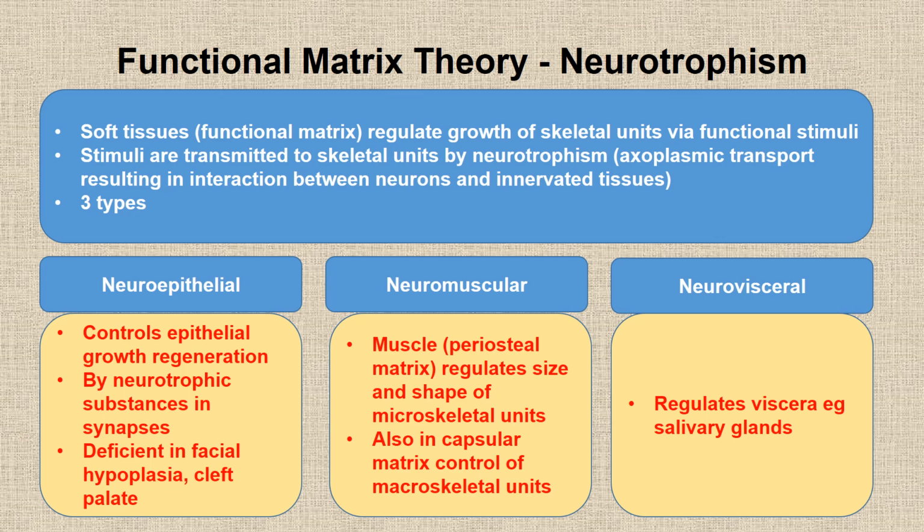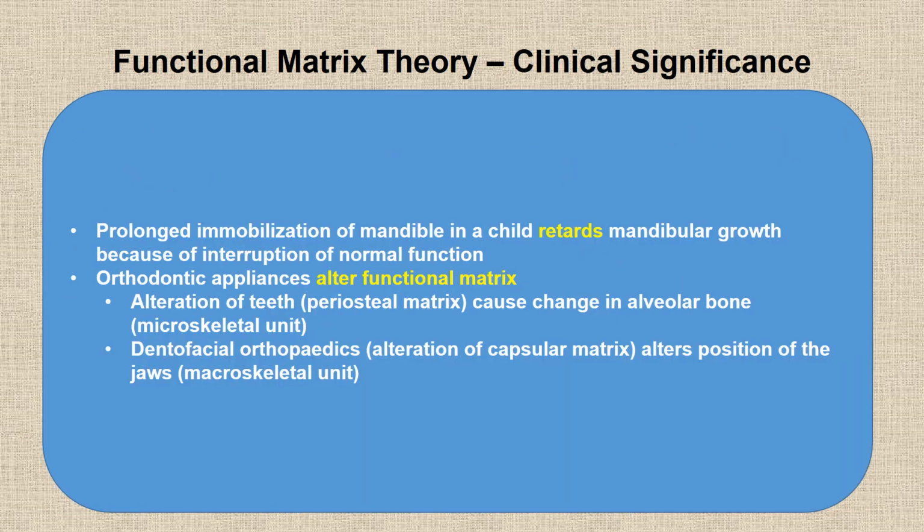The second type of tropism is neuromuscular tropism, whereby it acts on the muscle, which is part of the periosteal matrix, and it regulates the size and shape of the microskeletal units. But it can also exert its effect on the capsular matrix, which controls the macroskeletal units. The third tropism is neurovisceral tropism, which regulates the growth of viscera, for example, the salivary glands.